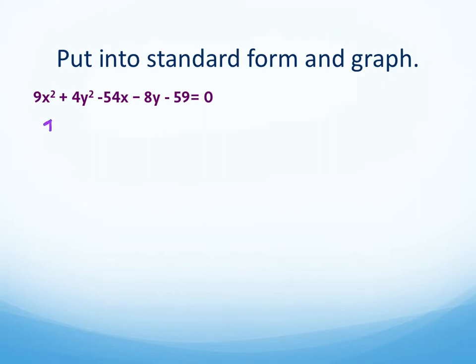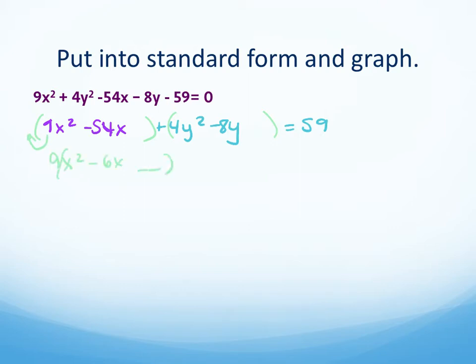All right, so we grouped, yes? 9x squared minus 54x, and 4y squared minus 8y. Bump the 59 to the other side. Then you find the missing spot. You're good on this so far, right? I have to take this out. So 9 goes by x squared minus 6x. Leave the space. Close the parentheses. Take out the 4. Y squared minus 2y. Leave the space. Close the parentheses.